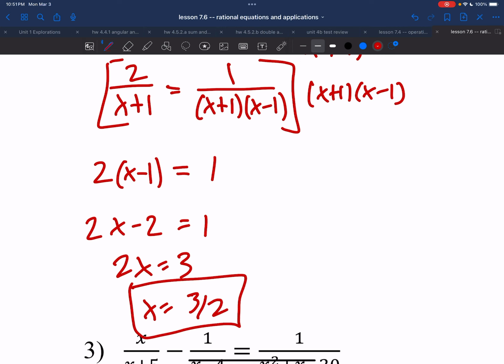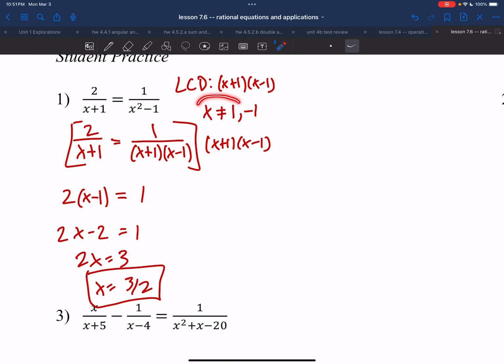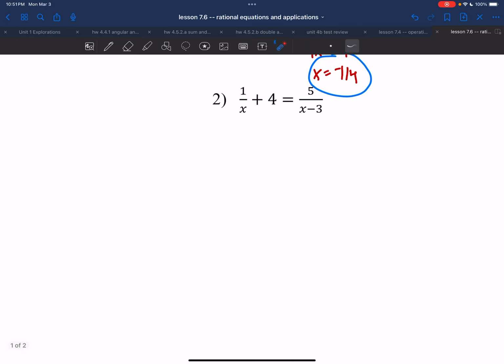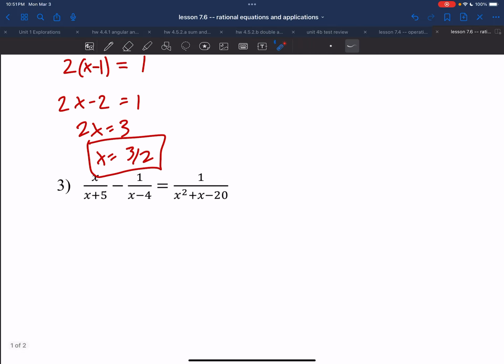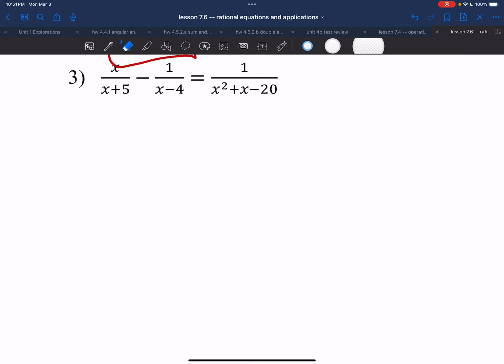Thus, my answer, 3/2. And compare that to what it couldn't be. It couldn't be 1 or negative 1. And 3/2 is fine. So this is our answer. Ta-da! Yay! That's number 1. I'm actually going to save number 2 for last. Let's go to number 3. And I'll erase that thing right there.